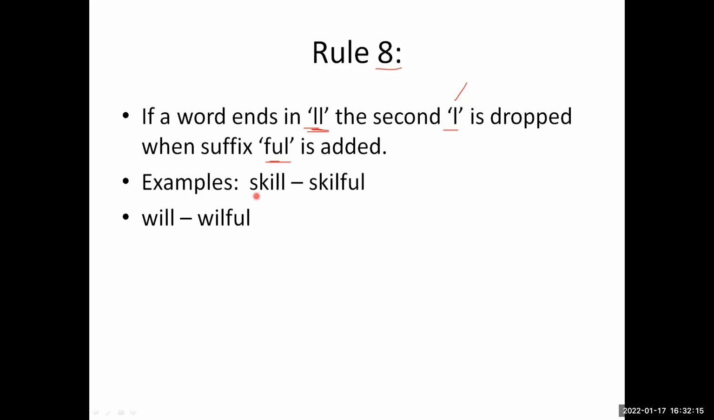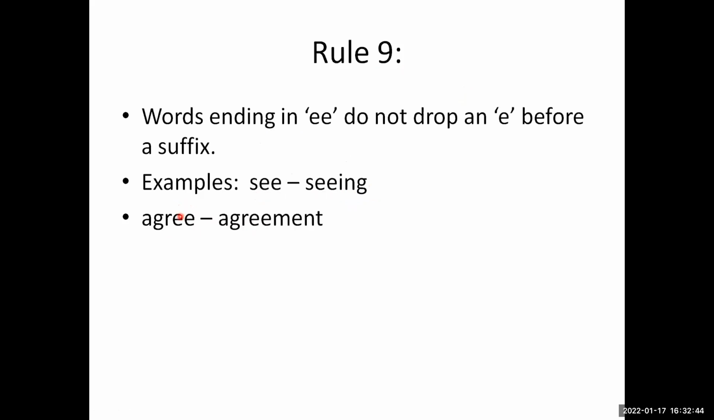See the example here. Here it is skill. It is double L. But when it becomes skillful, that time it is only single L. Many students are again getting confused here. While mentioning the spelling of skillful, they write double L FUL. That is wrong. It should be only S-K-I-L-F-U-L, not double L FUL. Same here, will, willful. If the suffix is FUL, one L will be dropped. It will be removed. This is very simple.